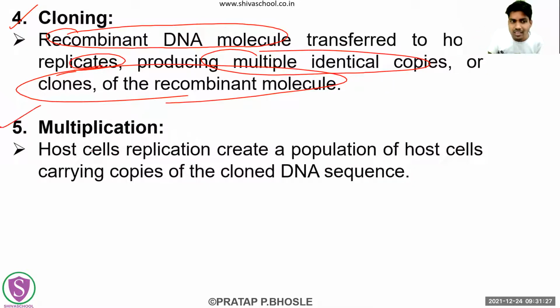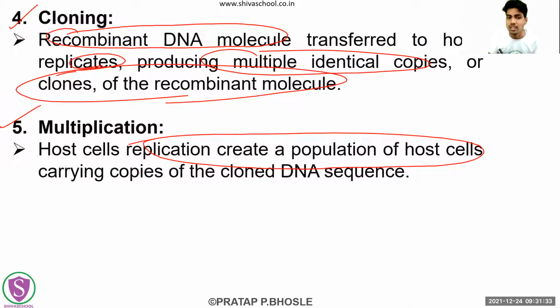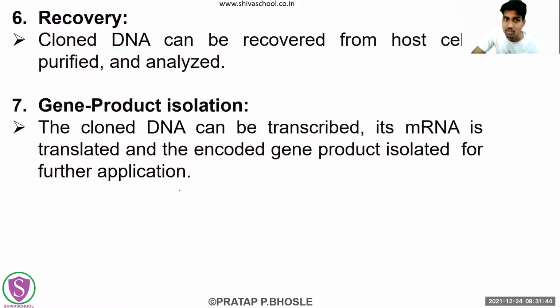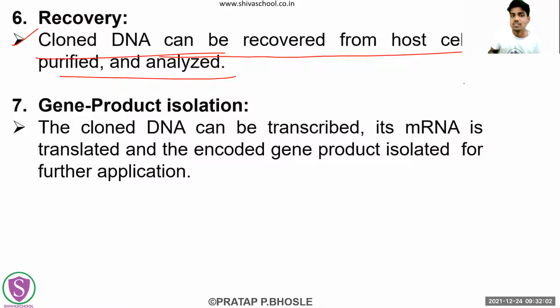After that, in the multiplication, the host cells will replicate and create a population of host cells carrying copies of this cloned DNA sequence. As multiple cells with this cloned DNA are produced, they will produce a large amount of insulin. If a large amount of insulin has been produced by the multiple cells having multiple copies of the cloned DNA, they will produce a large amount of insulin or the biomolecules. That will then be required to be recovered, purified and analyzed.